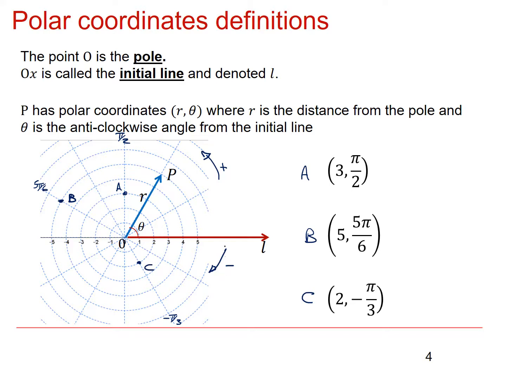It's worth noting that this minus pi by 3 could also be a positive value that goes right the way round to here. And in this case, that would be plus 5 pi by 3, 10 sections, 10 pi by 6.